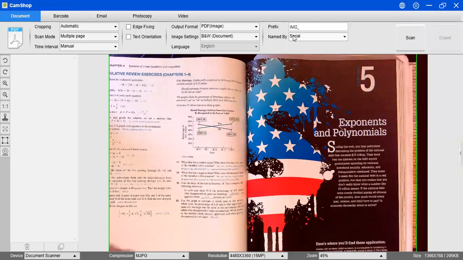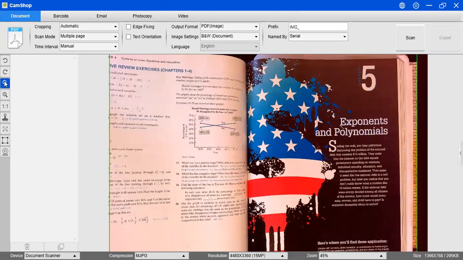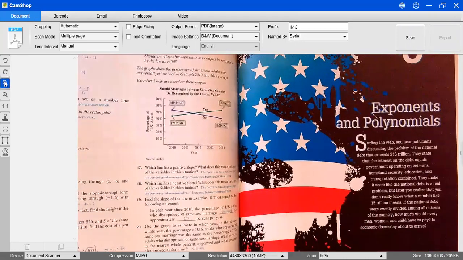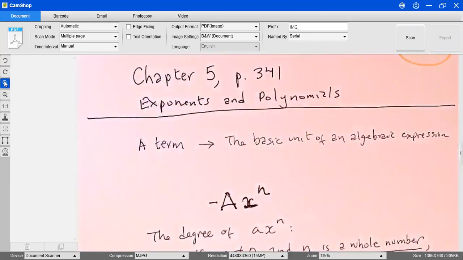We're going to start chapter 5. Chapter 5 is about exponents and polynomials. So today we're going to start working our polynomial math. The chapter starts on page 341. So we're going to start just by working our ideas, our terminology.